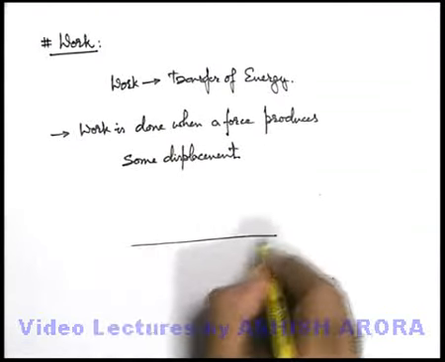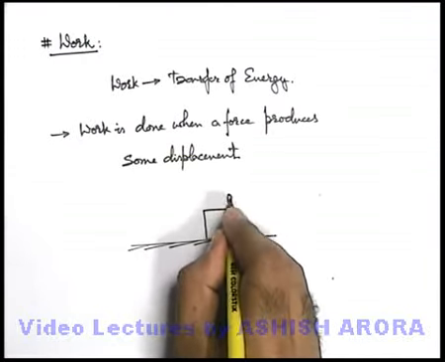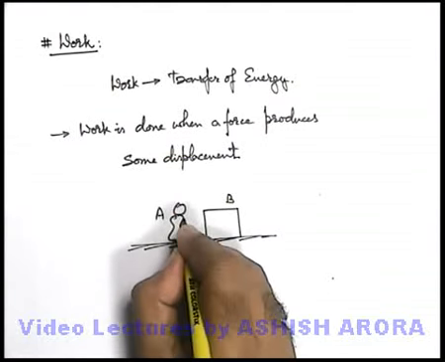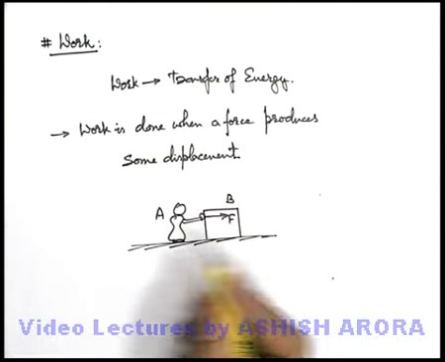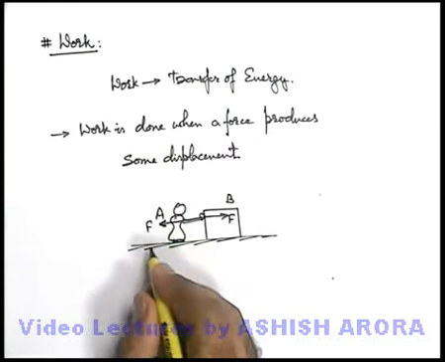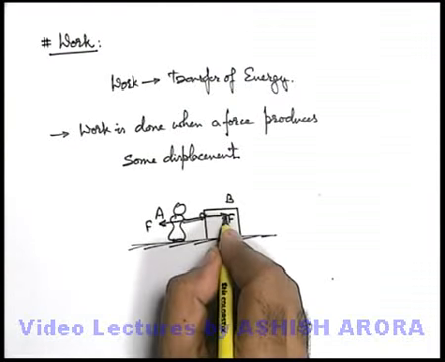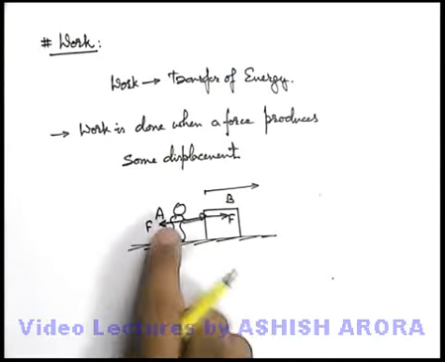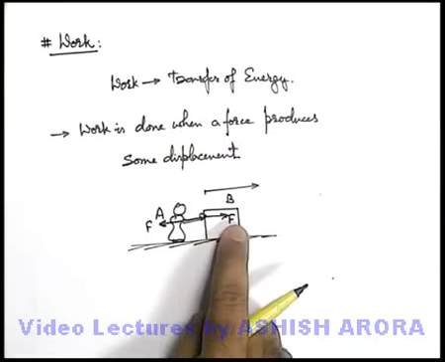Let's take up an example to understand it. Say on the ground we have a block B, and there is a boy A standing in front of the block. He exerts a pushing force F onto the block. As per Newton's third law, the block is also exerting a similar equal and opposite force F onto the boy. Now, due to this force, if the boy is able to displace the block in the forward direction, then we say work is done on the block.